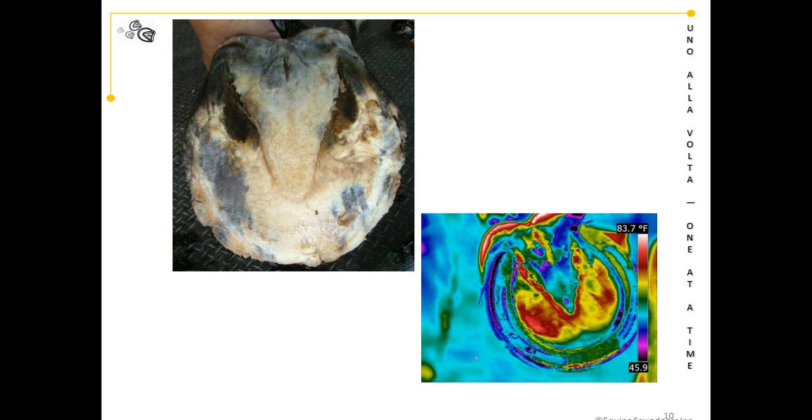On the right bottom side, you see a thermograph of a hoof that has a shoe on, but it also has a sole abscess. And I just want to show you this, how this looks on the thermograph.